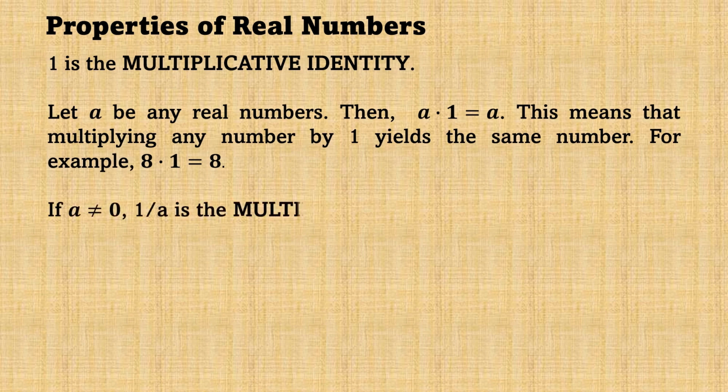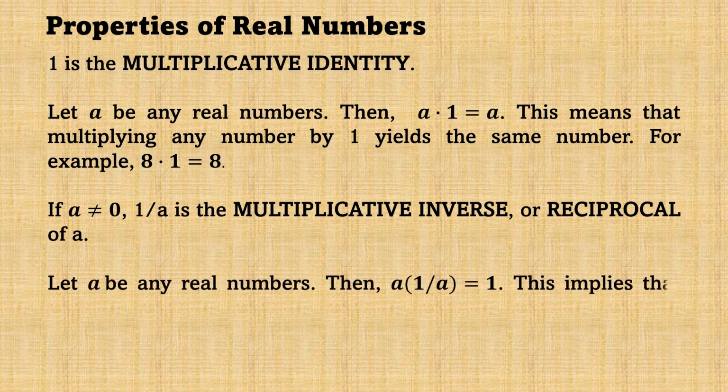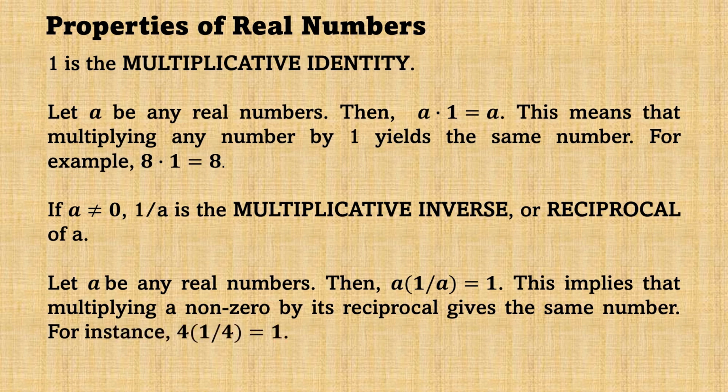The next is if a is not equal to 0, 1 over a is the multiplicative inverse, or reciprocal, of a. Let a be any real number. Then, a times 1 over a is equal to 1. This implies that multiplying a non-zero number by its reciprocal gives 1. For instance, 4 times 1/4 is equal to 1.